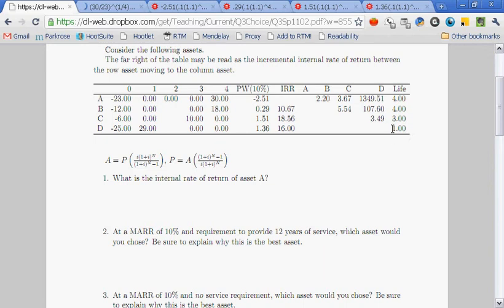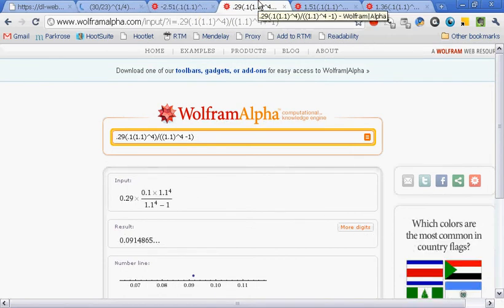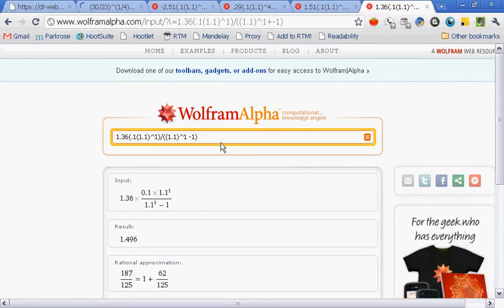Well, working through the calculations, the first one you see, it's got this negative annual worth, probably not the best one. Asset B has an annual worth that's about 0.09, so far that's the best. Asset C has one that's 0.6, so right now that's the best. Asset D has one that's 1.49, so clearly that's the best annual worth that we have.